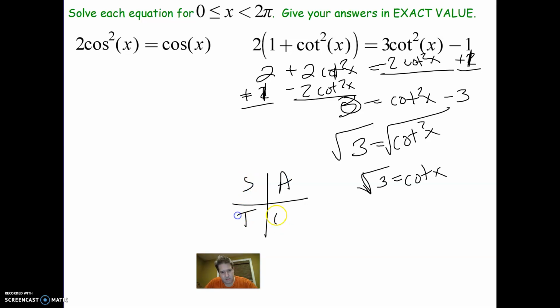All students take calculus. Tangent would be here or here. So 30 degrees here, 30 degrees here. So pi over 6 is an answer. And this would be 7 pi over 6. And there you go. So that's 30 degrees in the first quadrant and the third quadrant are your two answers.